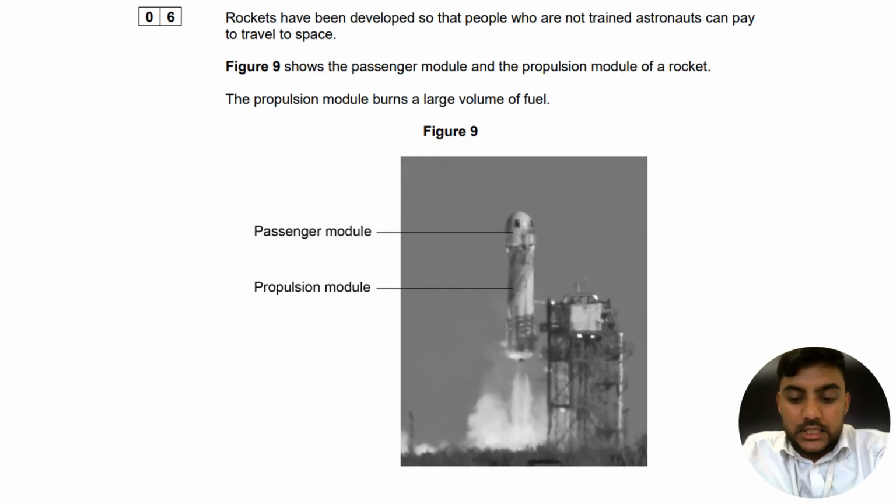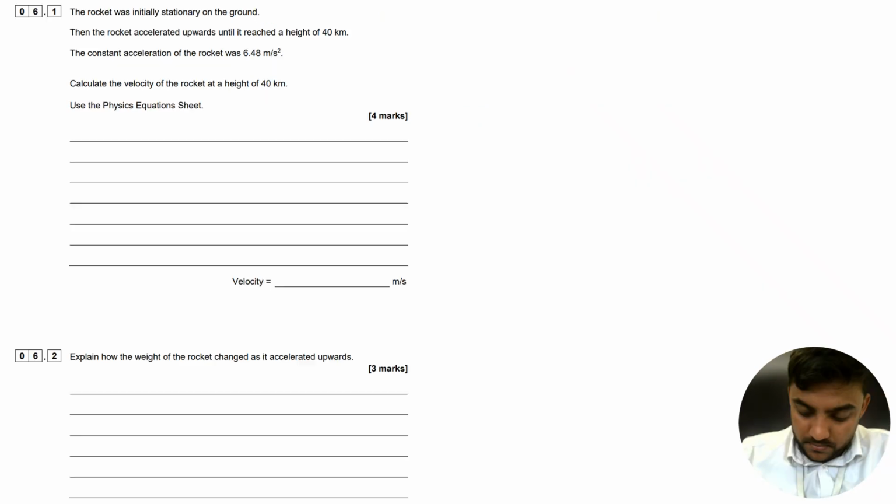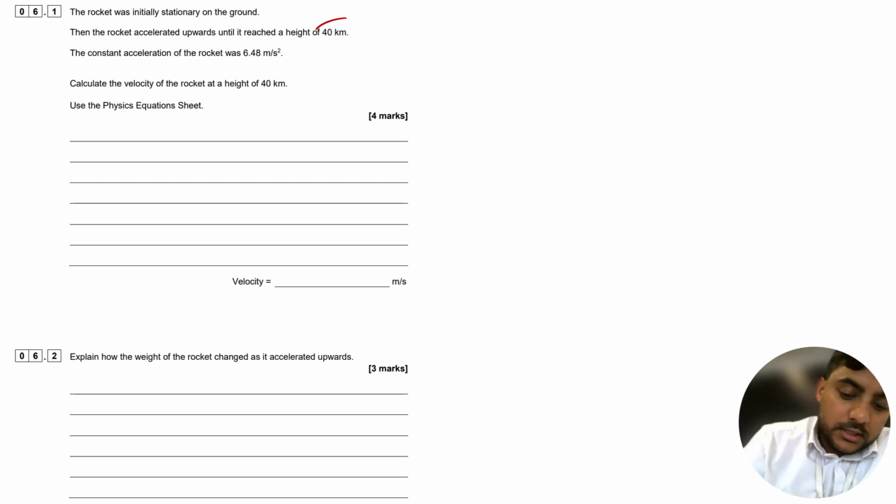Last question. Rockets have been developed so that people who are not trained astronauts can pay to travel to space. Figure 9 shows the passenger module and the propulsion module of a rocket. The propulsion module burns a large volume of fuel. The rocket was initially stationary on the ground. The rocket accelerated upwards until it reached a height of 40 kilometers.